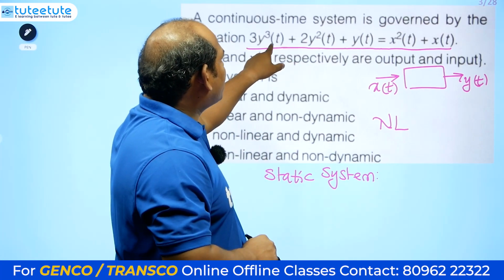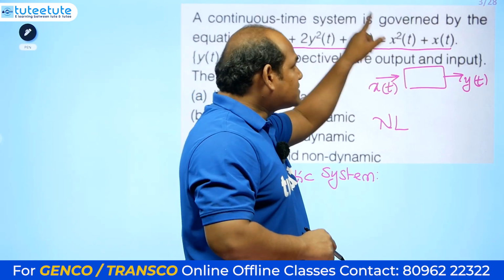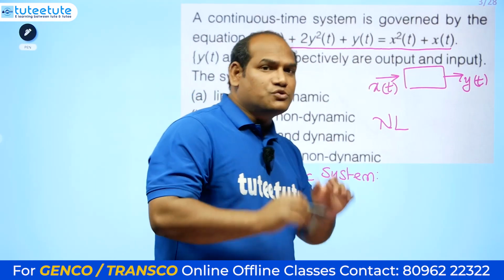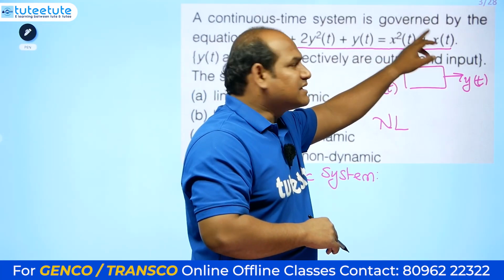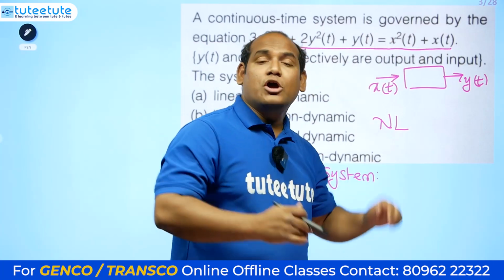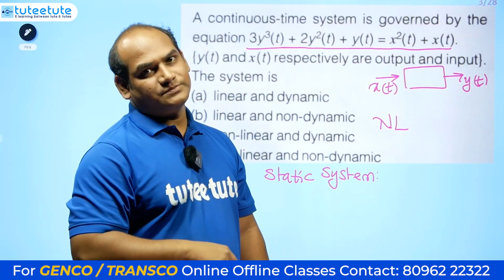So 3 y cubed of 5 plus 2 y squared of 5 plus y of 5 is equal to x squared of 5 plus x of 5. You see the input terms x squared of t and x of t are there. That means x squared of 5 plus x of 5. So you require the input also exactly at t equal to 5 seconds only.